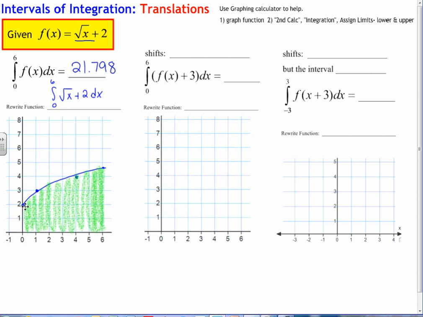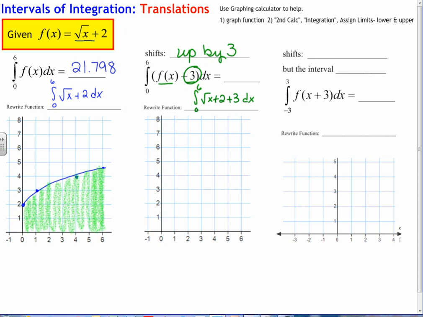Okay, the next one, I want to take our original function and add 3 to it. What would that look like? Well, that would give us an integral from 0 to 6 of the square root of x plus 2, there's our function, plus 3 dx. Essentially, what is happening to our function? It's lifting it by 3 compared to the original. So this shifts up by 3.